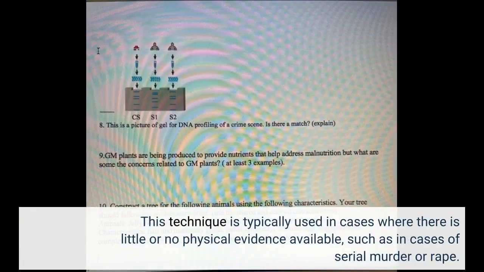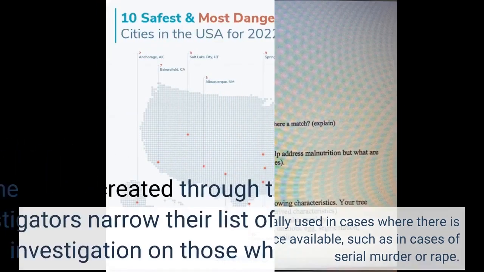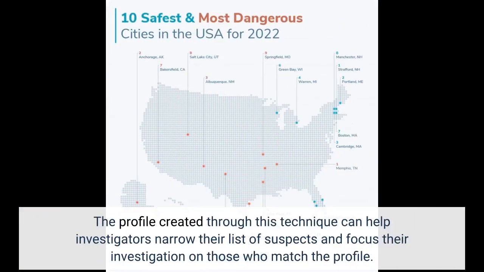This technique is typically used in cases where there is little or no physical evidence available, such as in cases of serial murder or rape. The profile created through this technique can help investigators narrow their list of suspects and focus their investigation on those who match the profile.